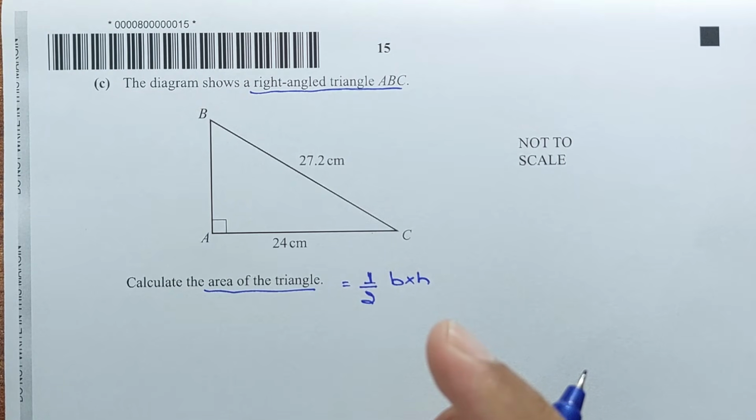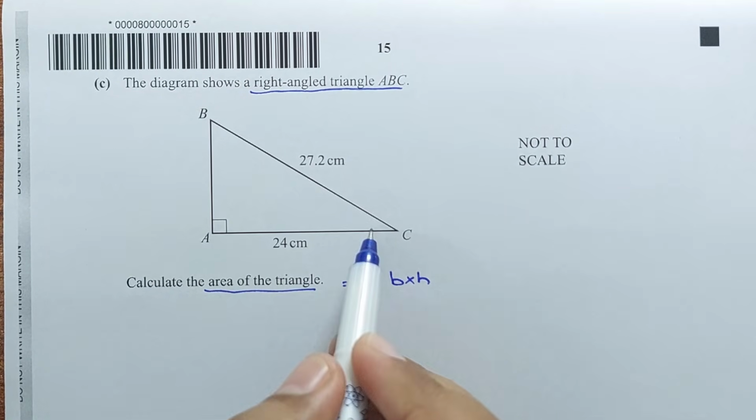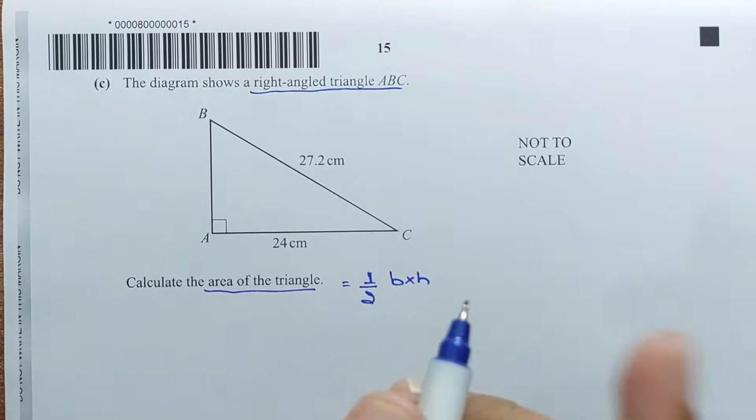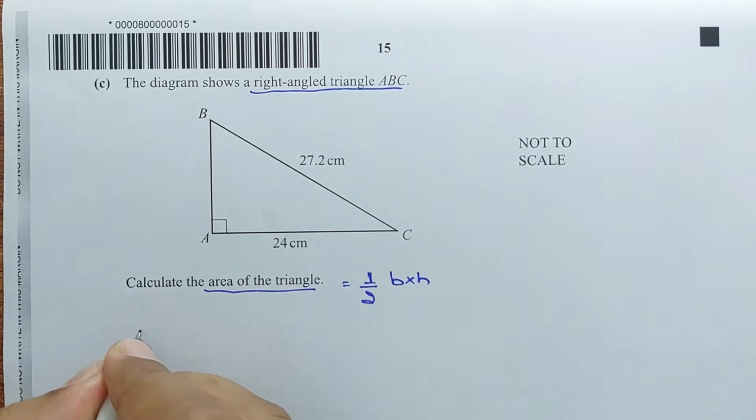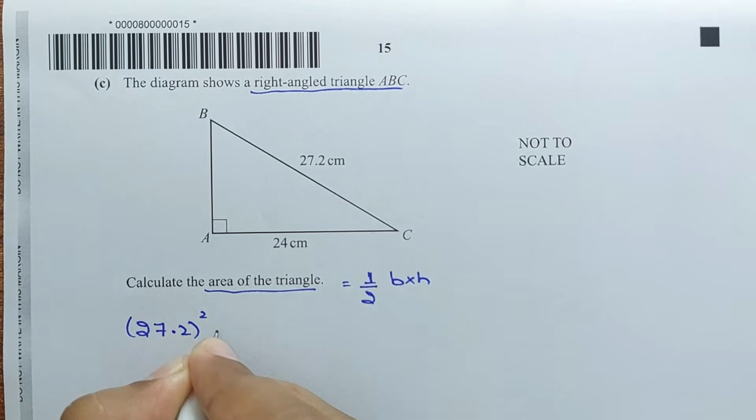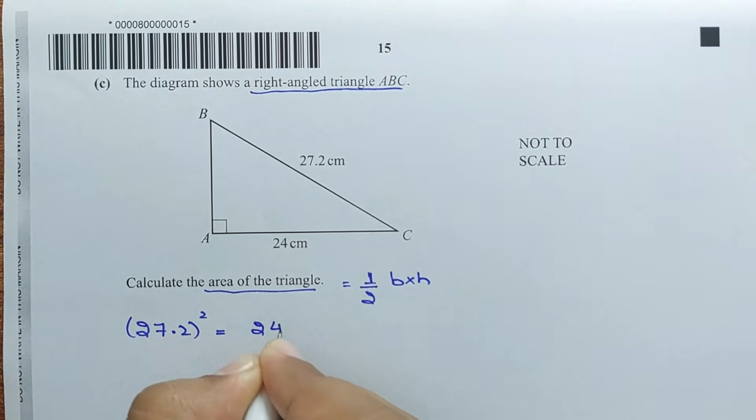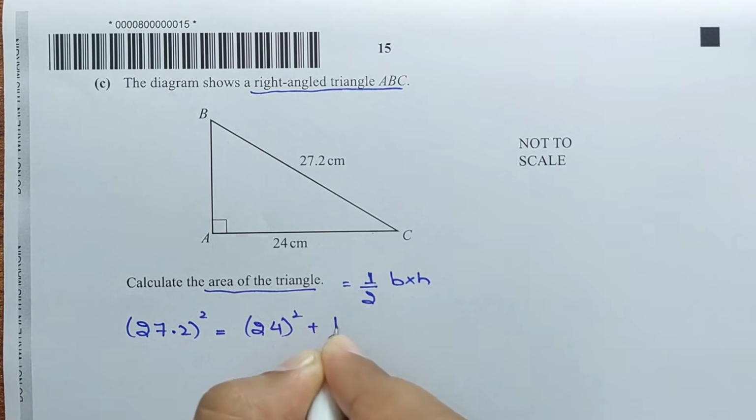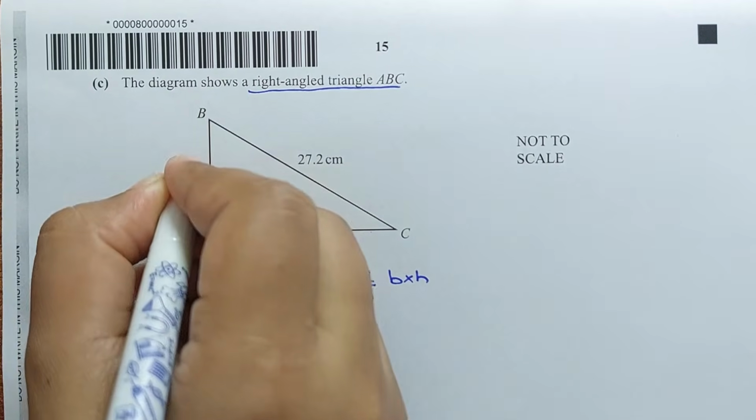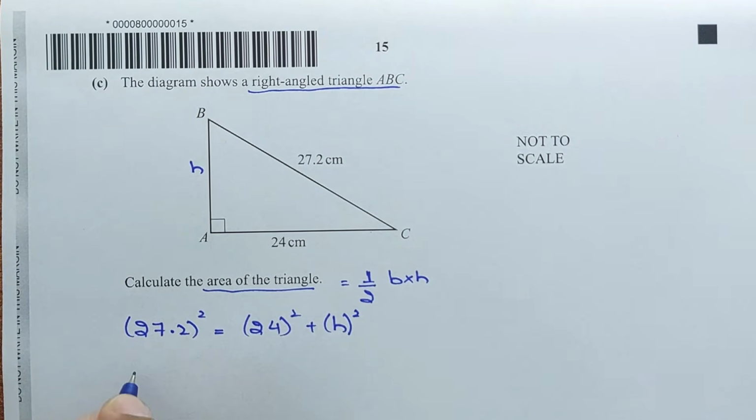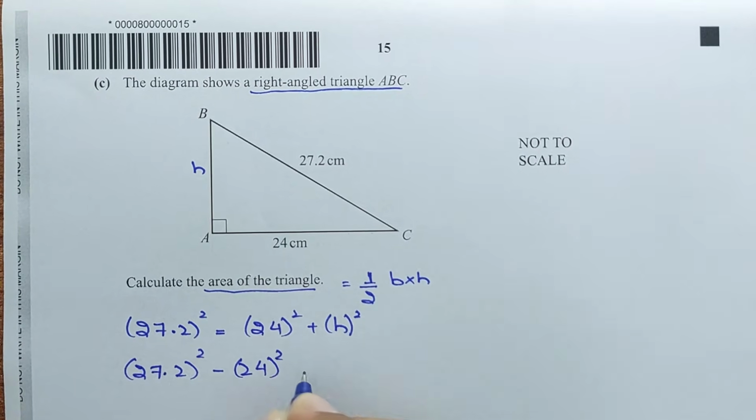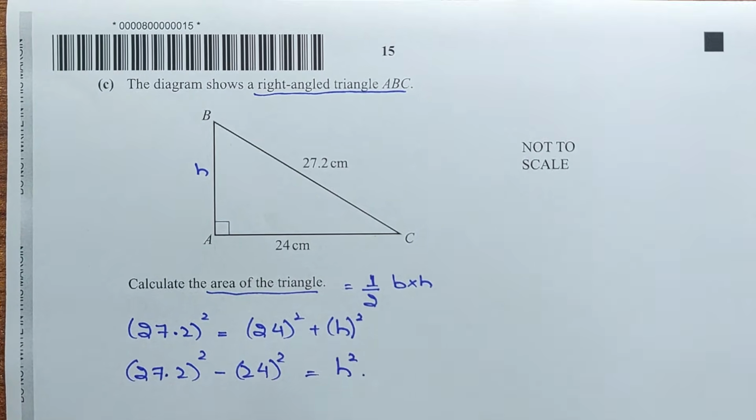No, not by trigonometric ratios, because we don't know angles C and B. It is better to use the Pythagoras theorem. Pythagoras theorem says the hypotenuse squared equals the base squared plus the height squared. This is the height AB. So 27.2 squared minus 24 squared equals the height squared, right?